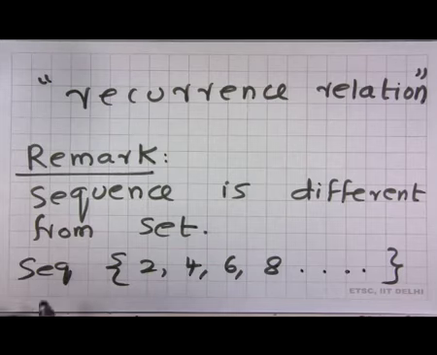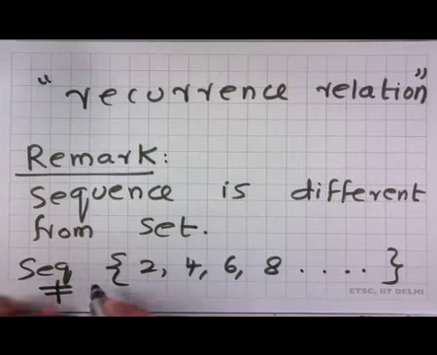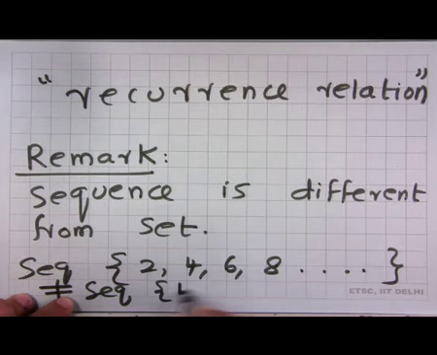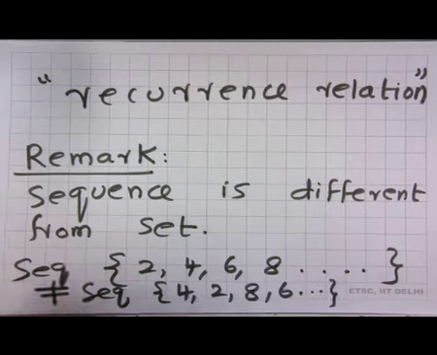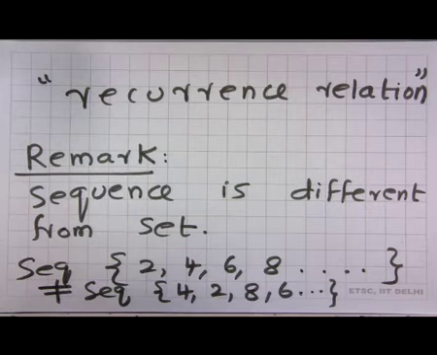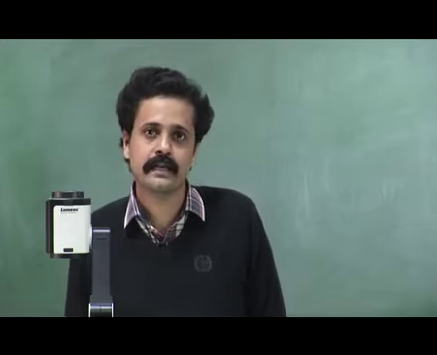In other words, the sequence 2, 4, 6, 8, etc. is different from the sequence 4, 2, let us say, 8, 6, etc., for instance, whereas as a set both are the same.